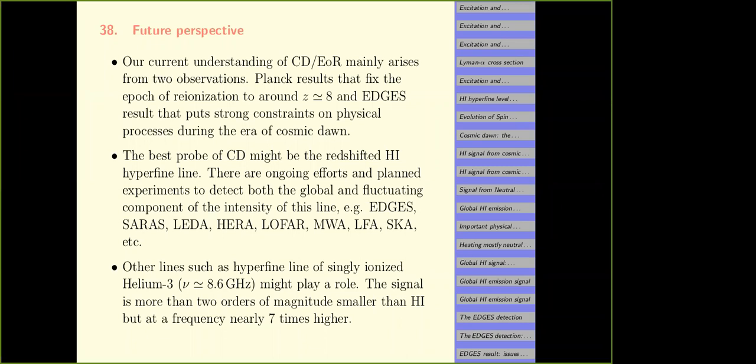So if the EDGES result is correct, can it rule out the models of X-ray heating? What models?